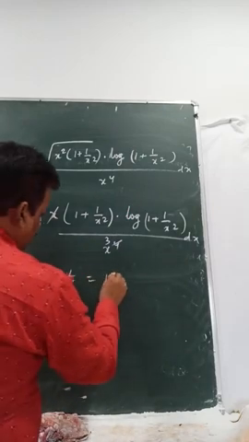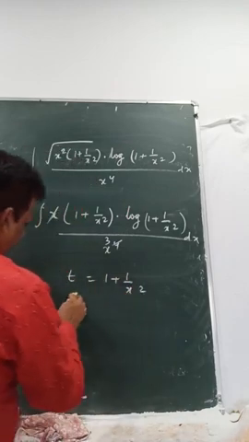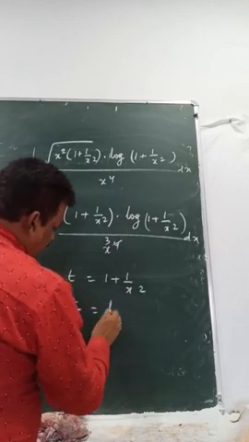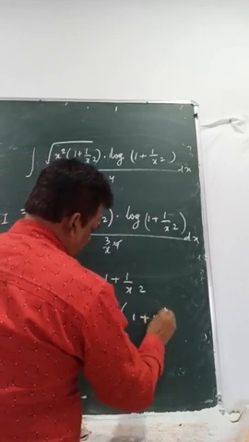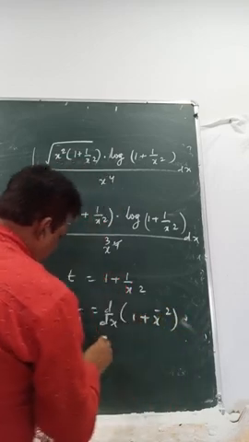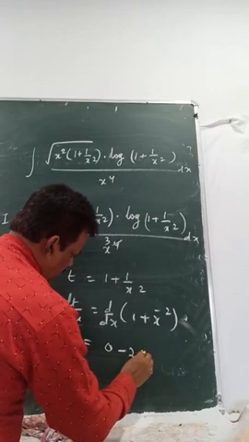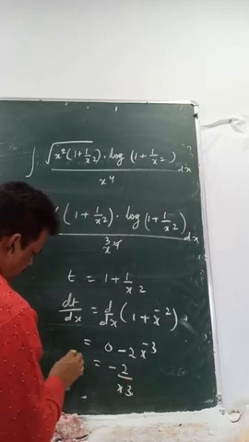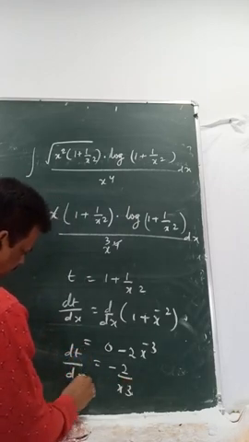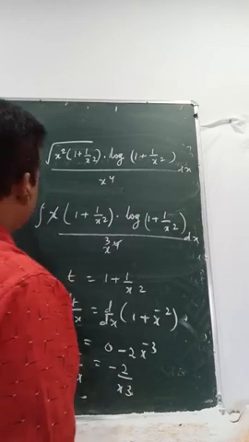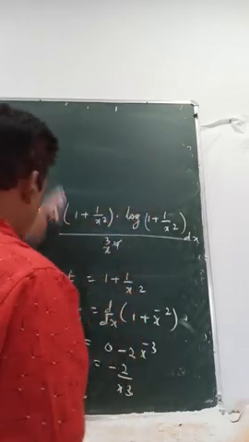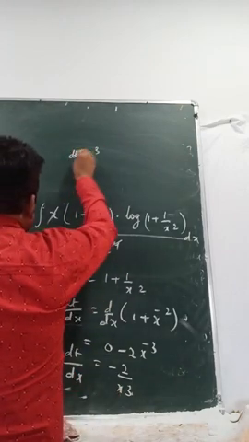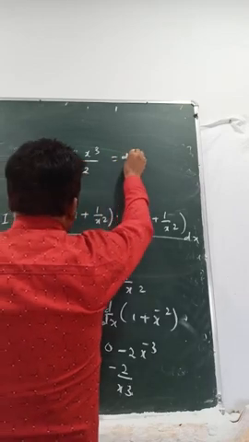t equals 1 + 1/x². dt/dx is d/dx of (1 + x⁻²), that is 0 − 2x⁻³, meaning −2/x³. So that is dt/dx. Let's find out dx. dx will be dt x³ by −2, equals dx.